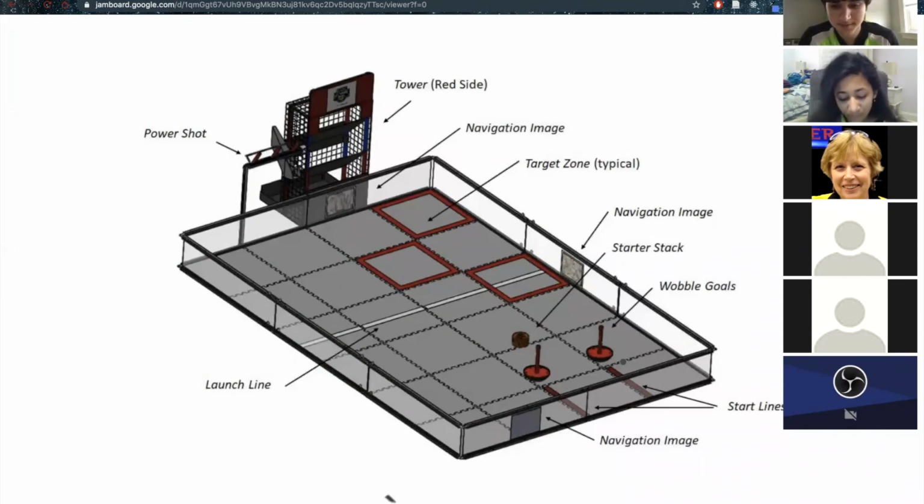or trying to detect the navigation images, or shoot something in the tower, even in teleop.